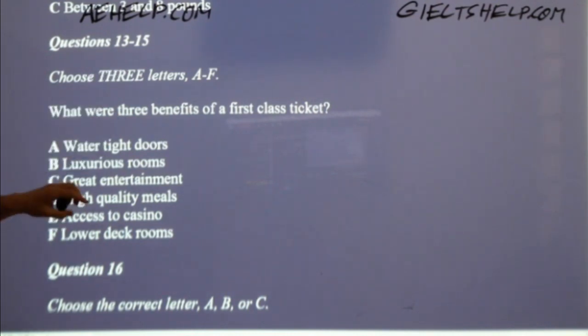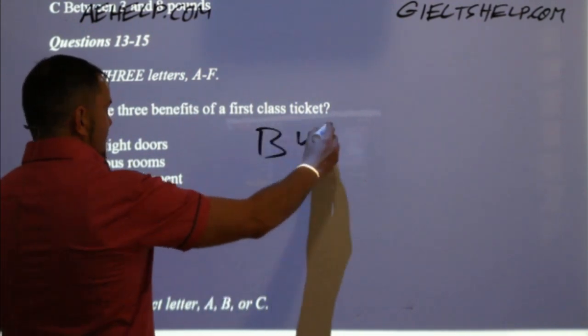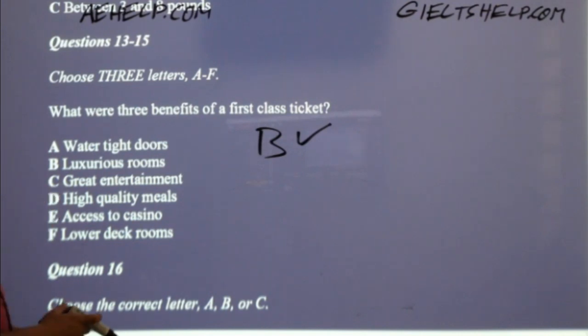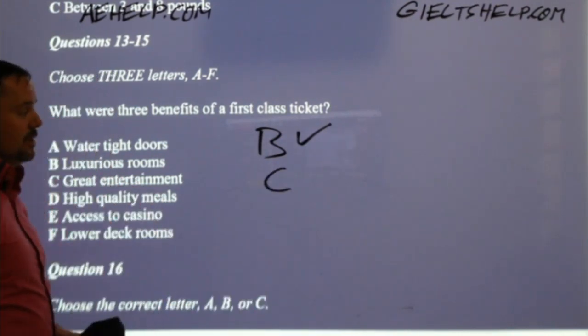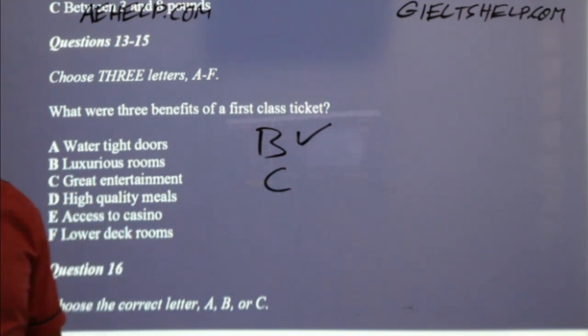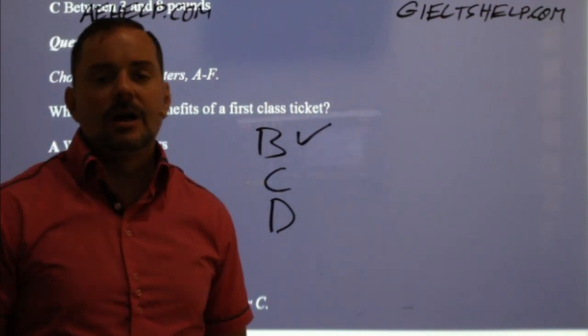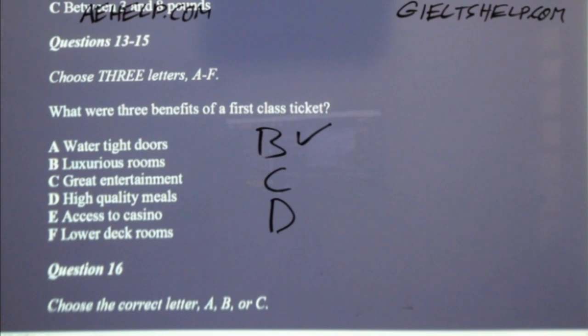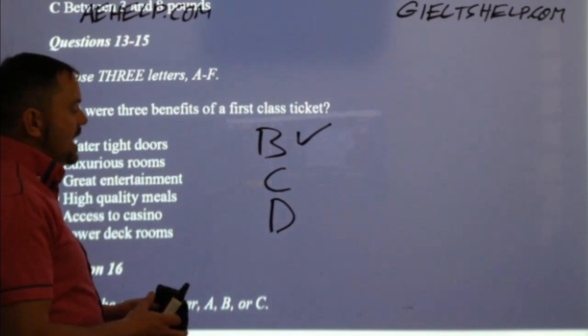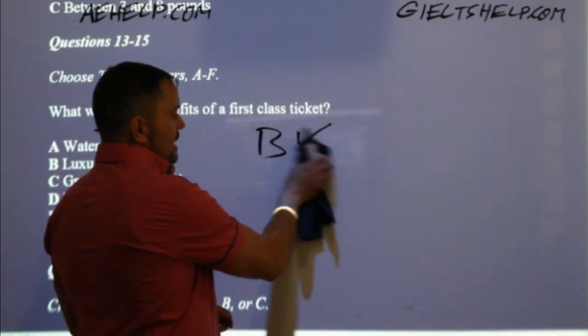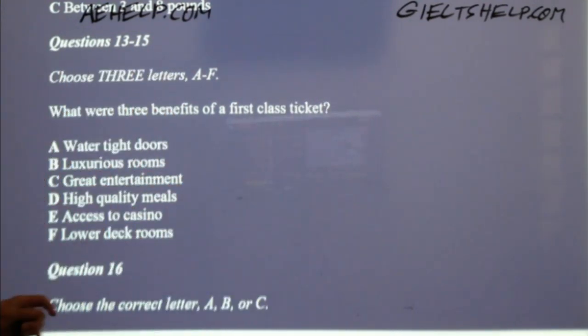The order doesn't matter. So what were the benefits of a first class ticket? B, luxurious rooms. That makes sense, of course. Okay. C, great entertainment. Yeah, if you're going to be paying that much money, you're probably going to have some musicians and some great entertainment. Okay. And the last one was D, high quality meals. So, of course, they're going to serve better food for people paying more money. Okay, so B, C, and D were the correct answers. The order doesn't matter. You just have to get them correct. All right.